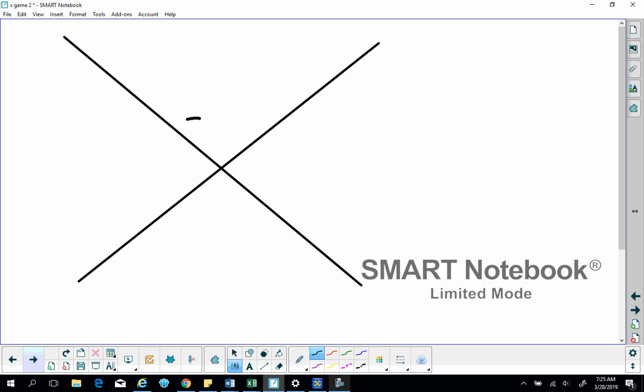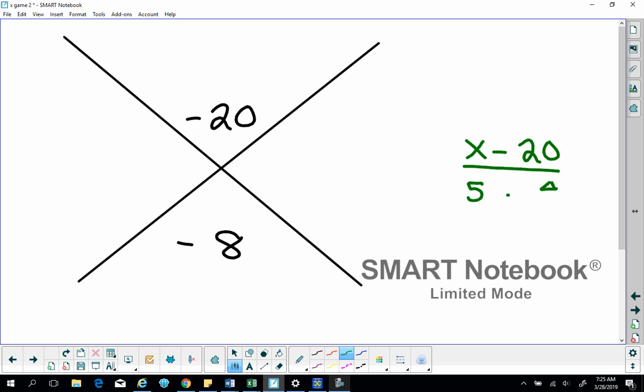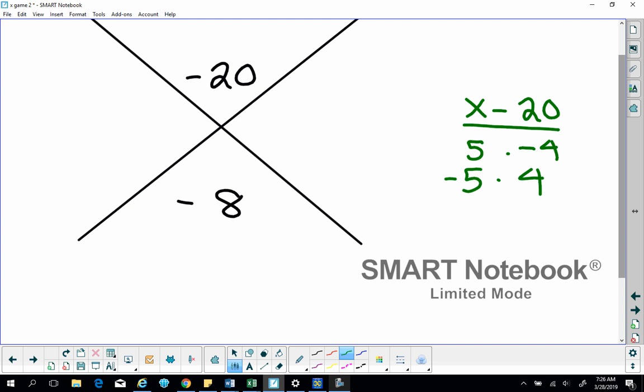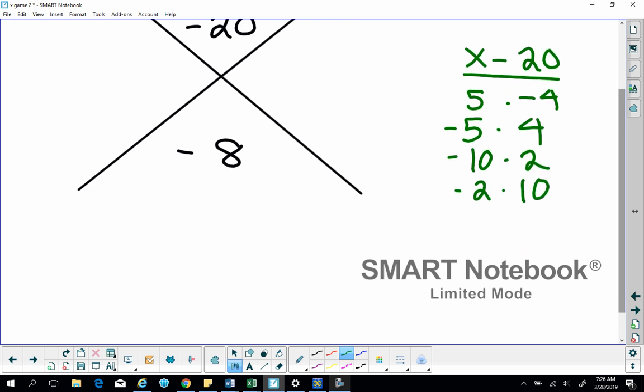So 5 was -20 and -8. So what number do we need to multiply to? Well, we're multiplying to -20. So we have 4 and 5, but we need to make one of them negative. And then we could also do this. What else? Multiplies to -20. -10 and 2. What else? -2 and 10. What else? -20 and 1. And -1 and 20.